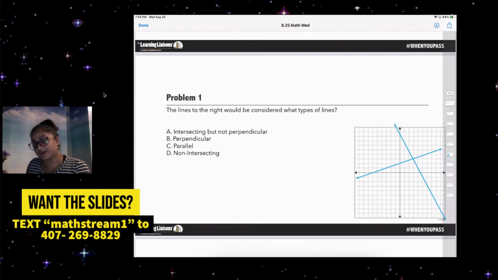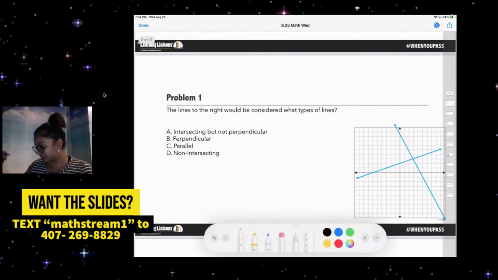So problem 1, I always read the question, look at some of the answers, and we try to dissect what's going on. The problem says, the lines to the right would be considered what type of lines? Off the bat, just reading it, we're not really getting much information. All we see is it's asking us about lines, and what type of lines. If that doesn't make any sense to you, we should always look at the answers to help guide us through wherever we're going. So let's take a peek at the answers.